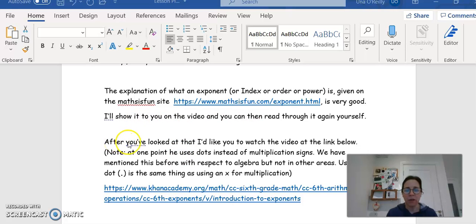Once you've done that, I want you to take a look at the video in the link below. Now, this is Khan Academy. You're familiar with it. We use it quite a bit in class. And this is the introduction to exponents. And he explains it really well.